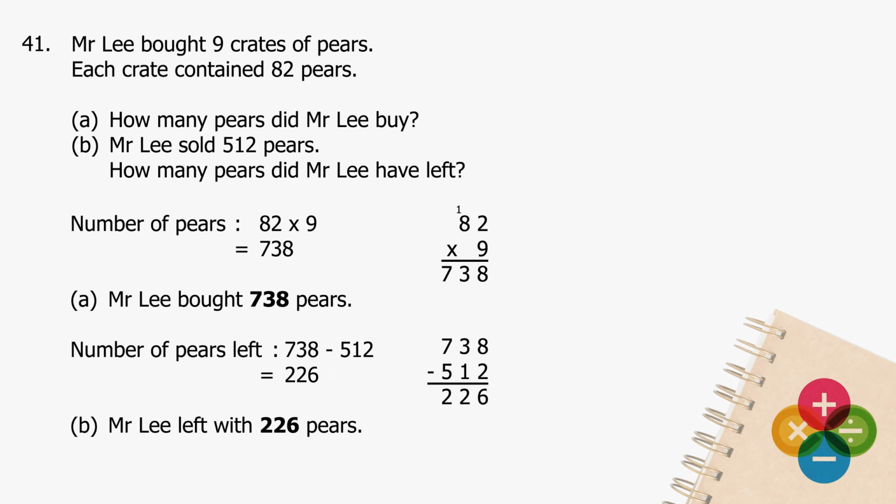The number of pears will be multiply 82 by 9, and the product is 738. A. Mr. Lee bought 738 pears. The number of pears left will be subtract 512 from 738, and the difference is 226. B. Mr. Lee was left with 226 pears.